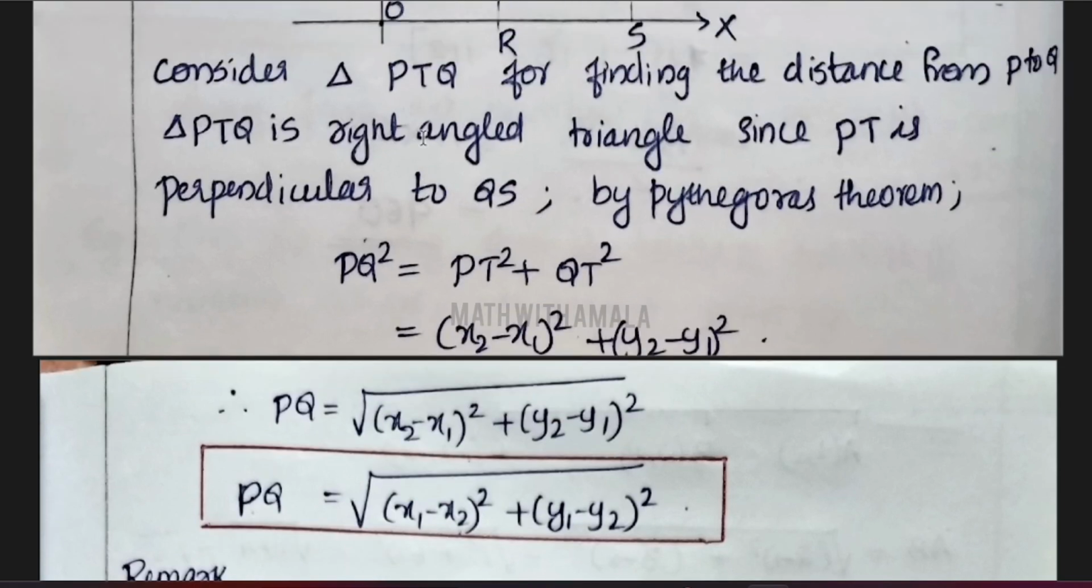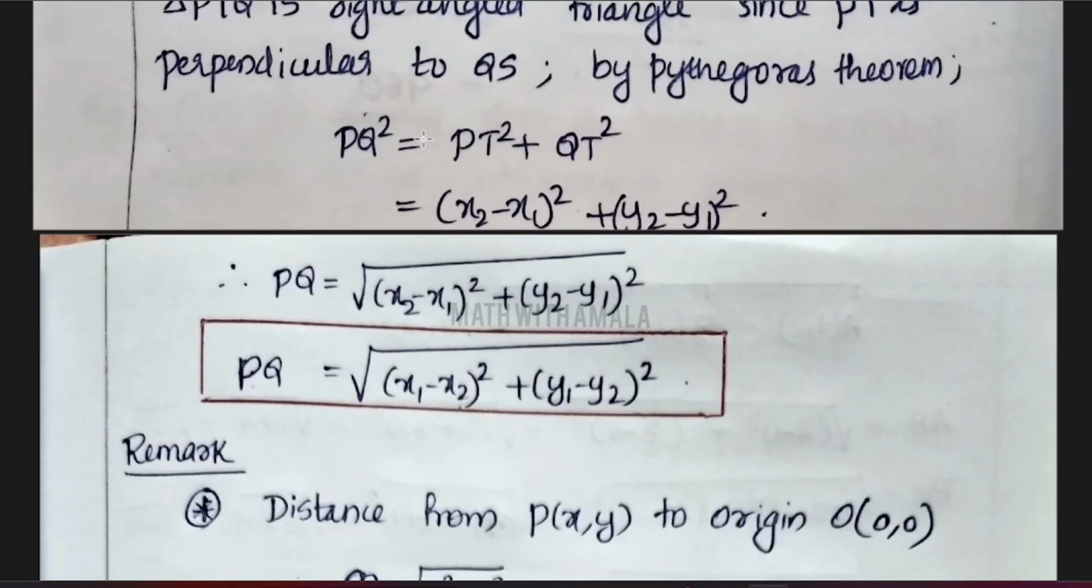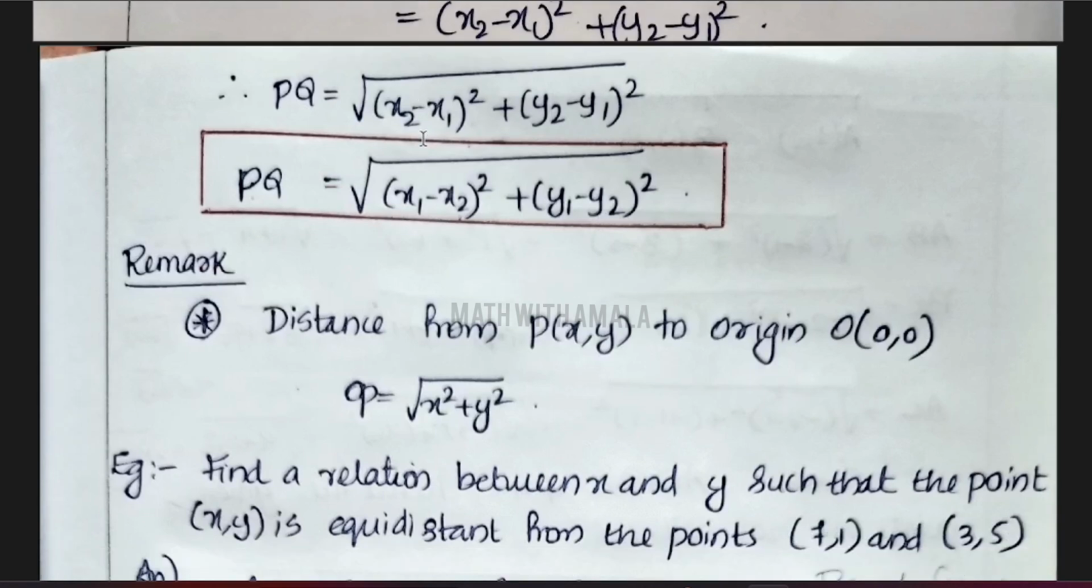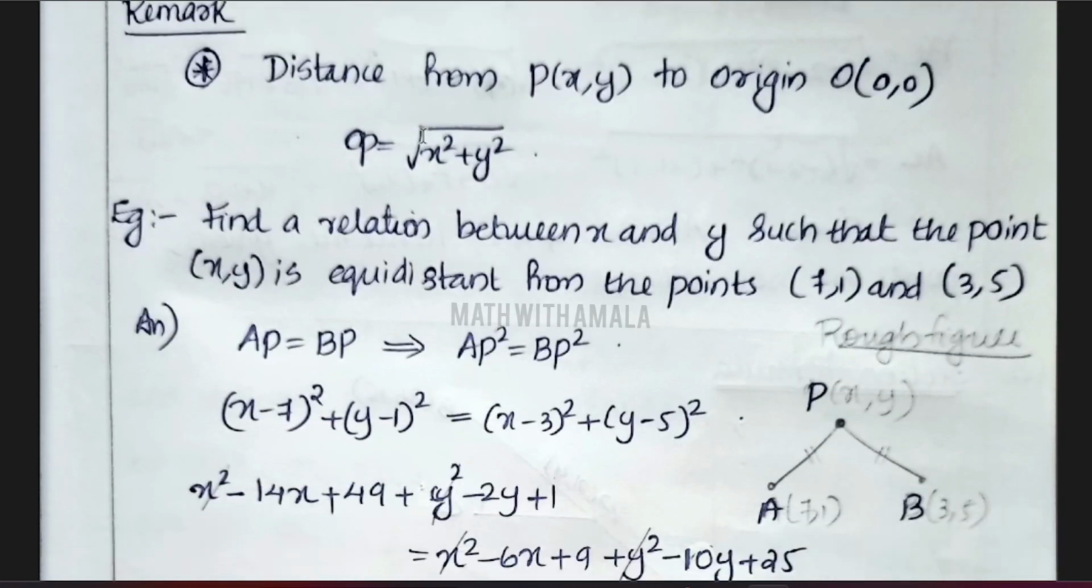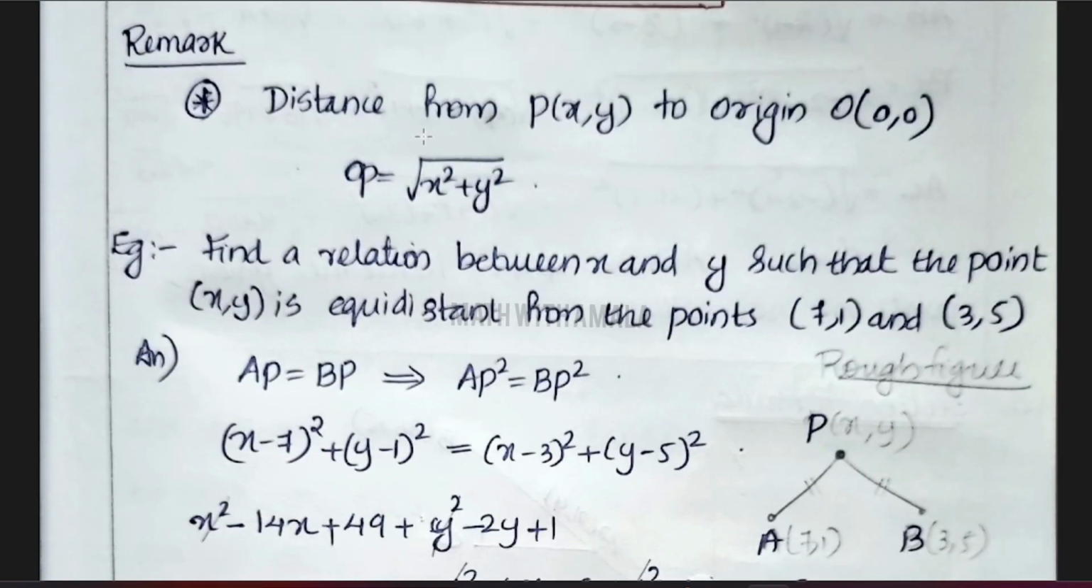Hence by Pythagoras theorem, PQ square is equal to PT square plus QT square. From the coordinates of P and Q, you will get that PQ square is equal to (x2 minus x1) the whole square plus (y2 minus y1) the whole square. That is PQ is equal to root of (x2 minus x1) the whole square plus (y2 minus y1) the whole square. You can give the reverse also, (x1 minus x2) the whole square plus (y1 minus y2) the whole square, since there is no change in the squaring portions.